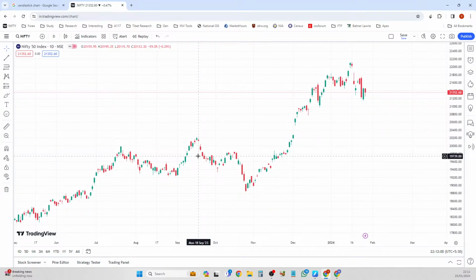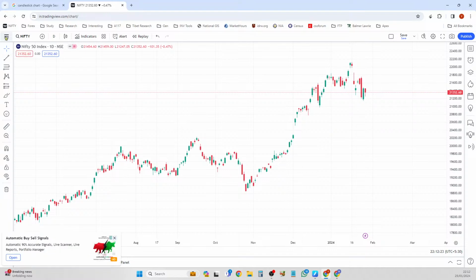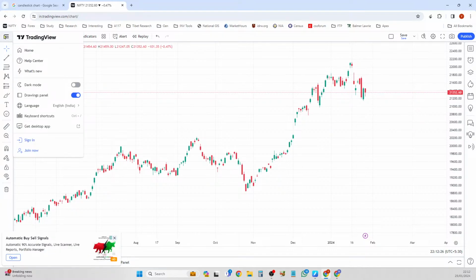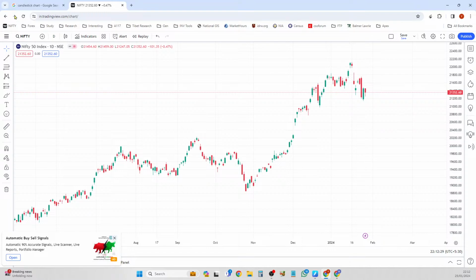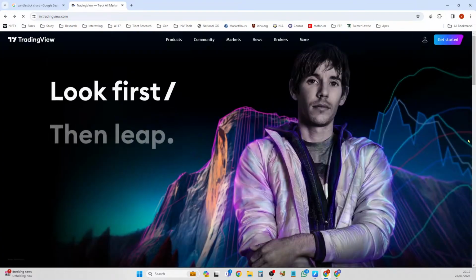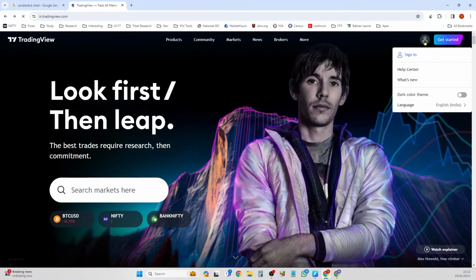Once we customize this and we are not signed in, it doesn't get saved. So next time when I open my chart, I'll have to do the same thing over and over again. That's time consuming. The way to get around that is to sign up for an account and sign in to the charting package. Now that I am already on the chart, I'll have to go over here and click on sign in. But from the home page over here, I can just click on this button and then click on sign in.